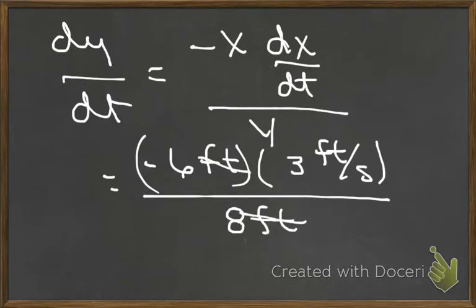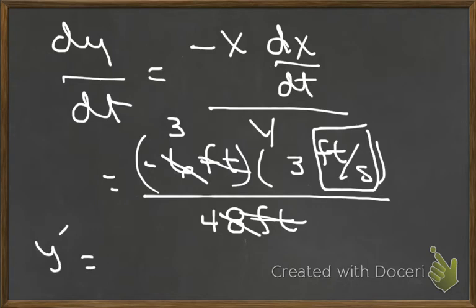Feet and feet will cancel, so I know that my units will be feet per second. That's good because that's what I expected. And so what can I cancel here? I've got a common 2 in there, so that makes 4. A common 2 in there, that makes 3. So it looks like y prime, or dy/dt, will be equal to 9/4, don't forget the minus sign, feet per second.